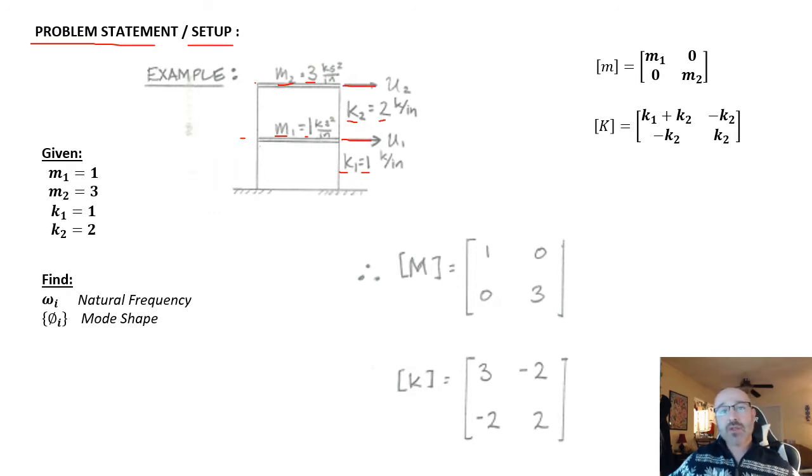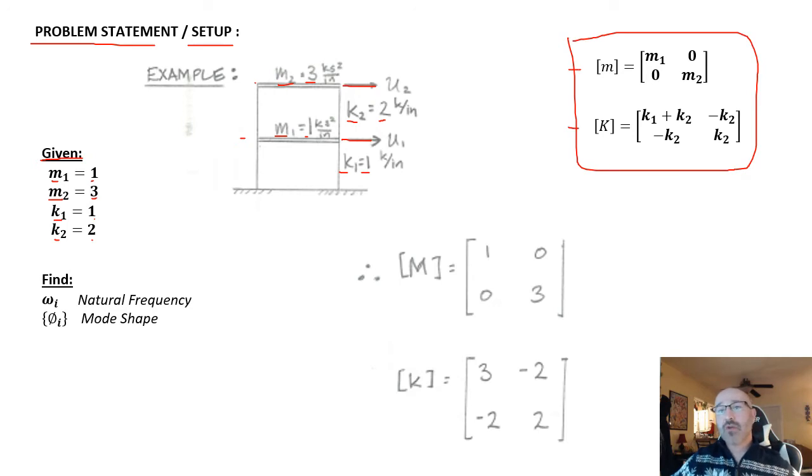Now we want to take all this information from the given diagram here and place it off to the side so we have a quick place to reference back to it that's neat and organized. So I create this given section over here where I say my M1 is equal to 1, my M2 is equal to 3, my K1 is equal to 1, and my K2 is equal to 2. So with this information here, what we want to do now is create our matrices. So we come up to our general form right here for our mass matrix and our stiffness matrix.